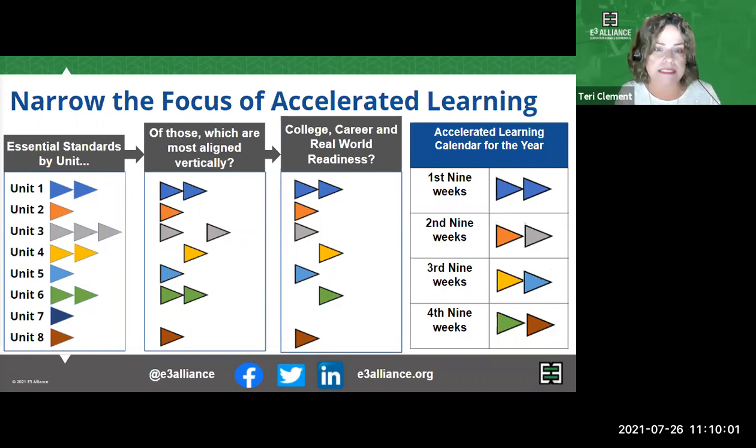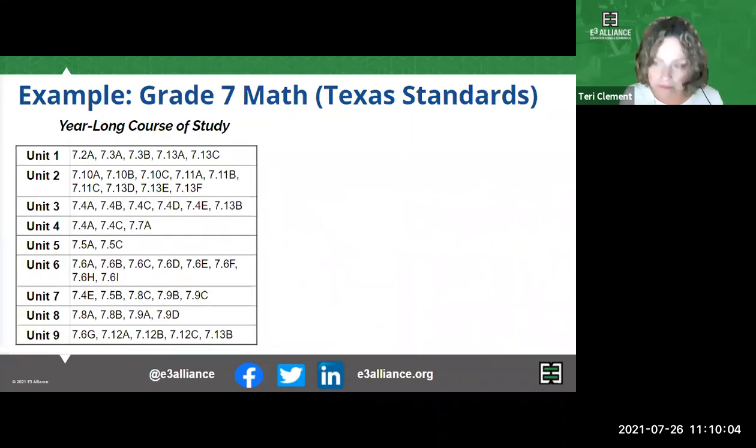Let's look at a more specific example. These are all of the content standards for the 7th grade math course here in Texas, with the Texas standards. There are 47 standards. And if I'm focused on accelerating for all, I do want to select 8 to 10 at the most to reasonably accelerate. Which of these do we accelerate?